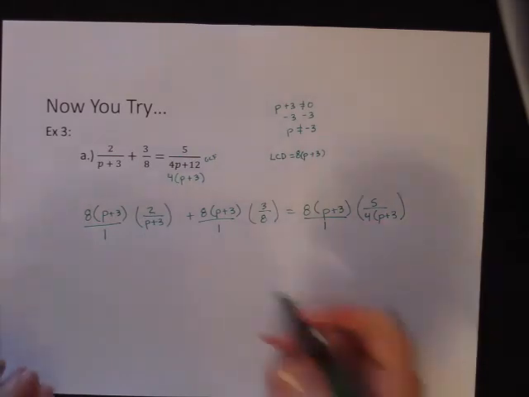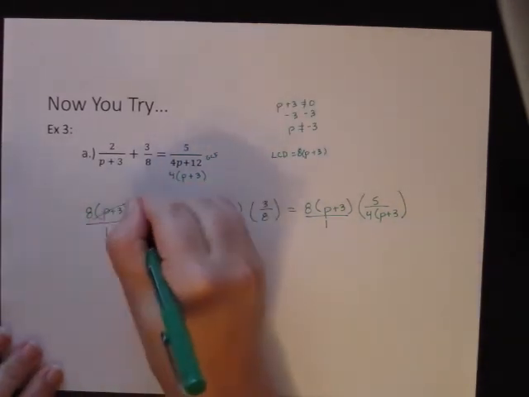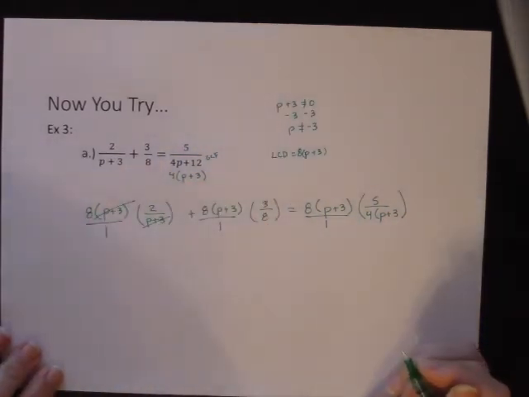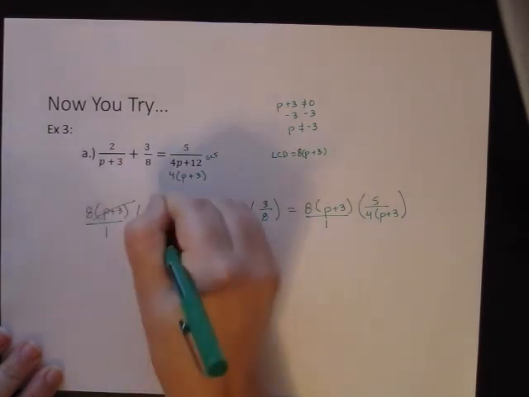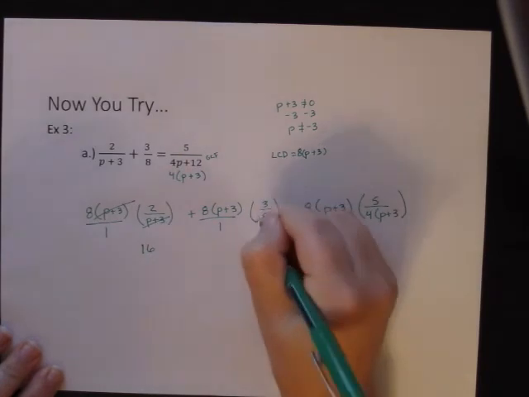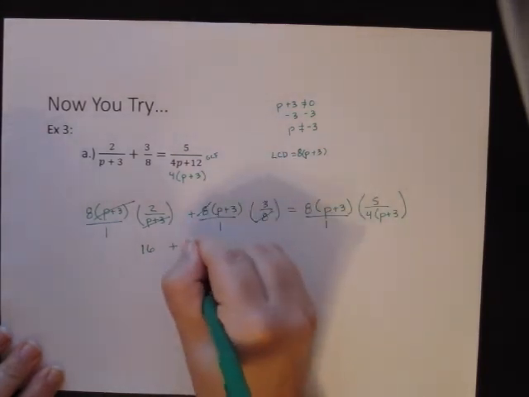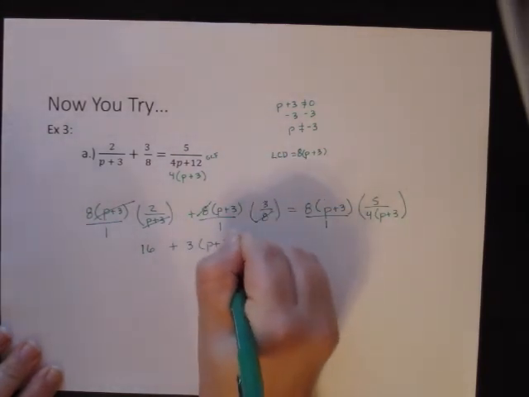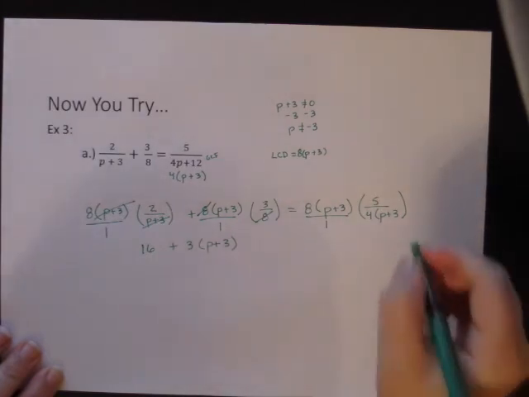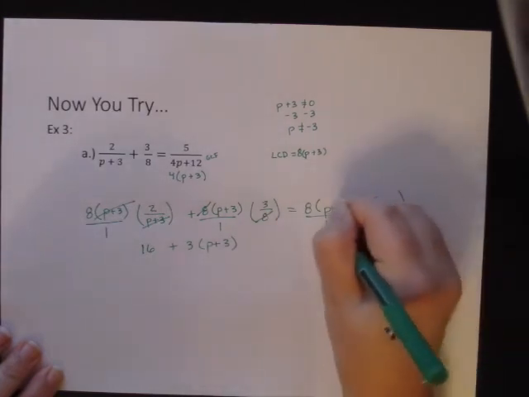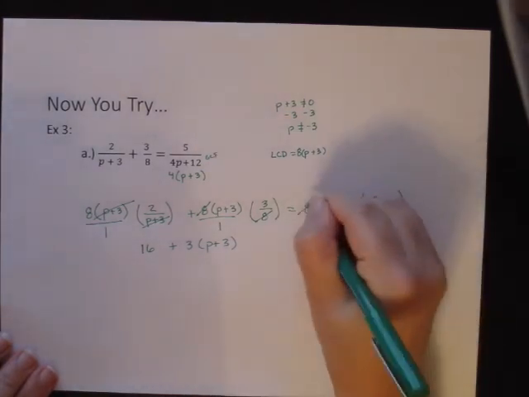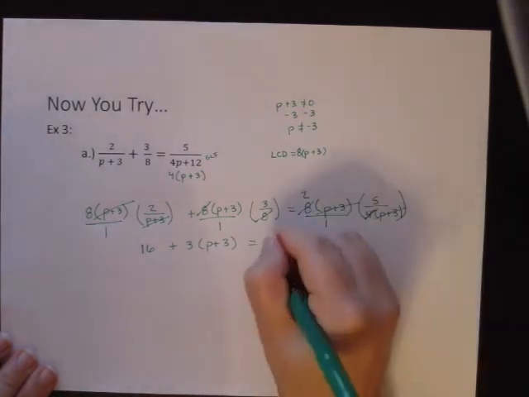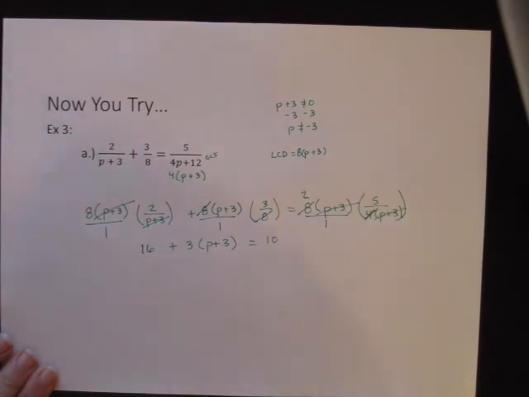Alright, next one, cross cancel. The p plus 3's from my first rational expression will cancel out. So I've got 2 times 8, which will be 16. My 8's cancel out, so I'm going to be left with plus 3 times p plus 3. And then my p plus 3's cancel out. And then the other thing that cancels out is the 4 and the 8, which would leave me with 2. So 2 times 5 would leave me with 10.